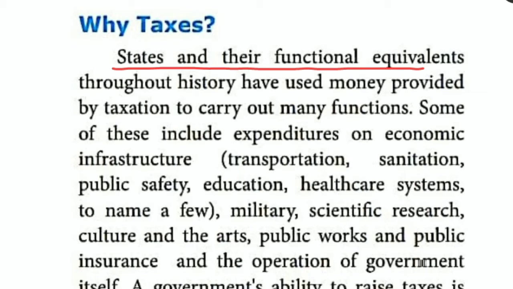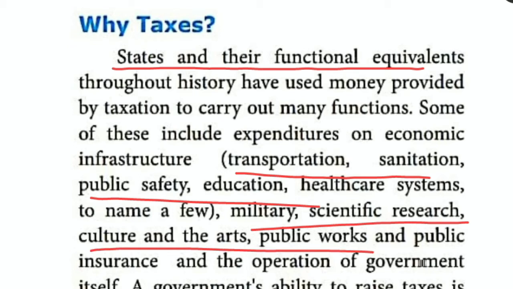So that amount they were using for various functions. What are the things that they were utilizing our tax amount for? Transportation, for the development of transportation, sanitation, public safety, education, healthcare systems, as well as military, scientific research, culture and the arts, public works and public insurance. For these things only they were collecting the taxes. Government is collecting the taxes from the public. So that's the thing.